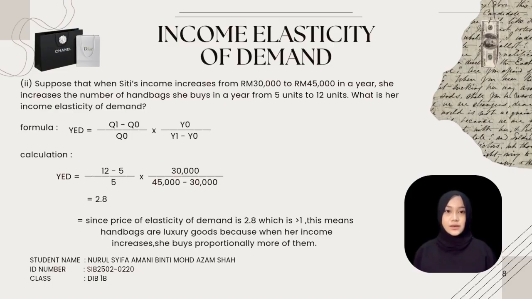Thus, in this case, when City's annual income increases from RM30,000 to RM45,000, the number of handbags that she buys rises from 5 units to 12 units. So we will get (12 minus 5) over 5 multiplied by 30,000 over (45,000 minus 30,000). The answer would be 2.8%.